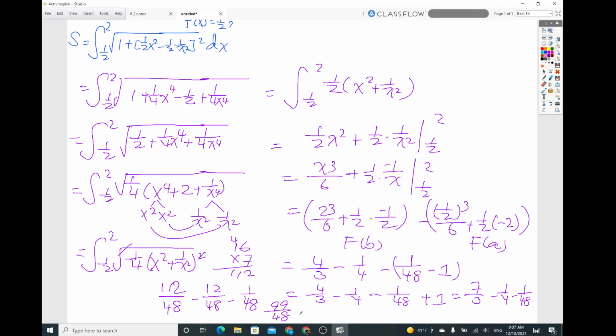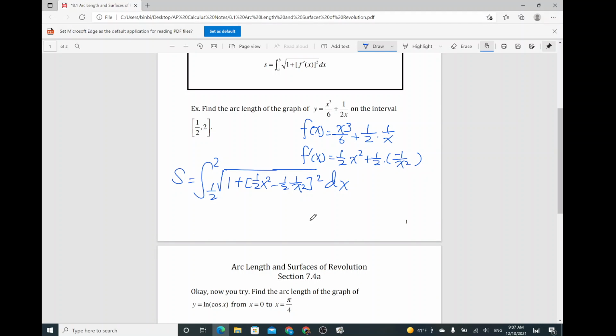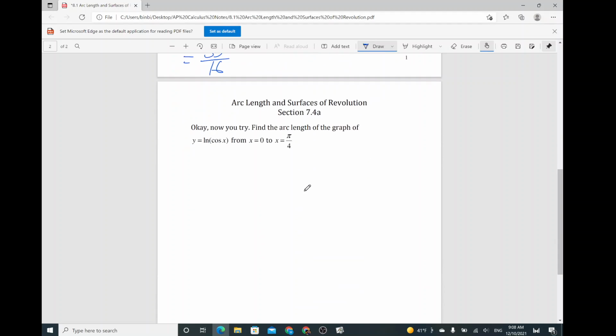And then this number divided by 3, so we do have 33 over 16. So that would be the arc length. Okay, so now going back to the page, the one that we started with, the template right here. So this one is 33 over 16. You can always check the work on the calculator, just typing that y1 and then integrate it from 1/2 to 2.